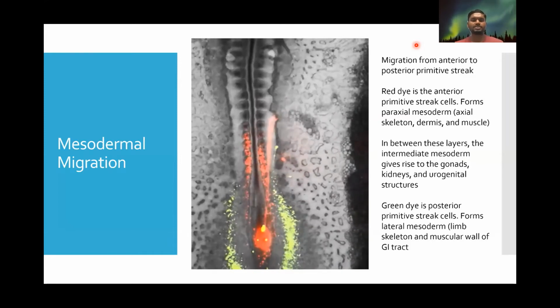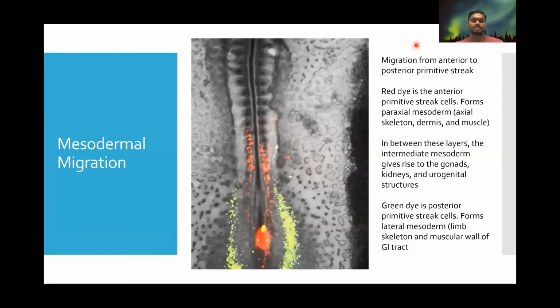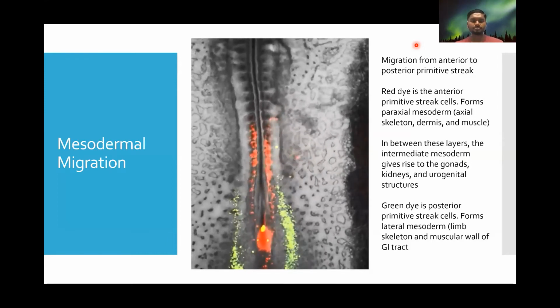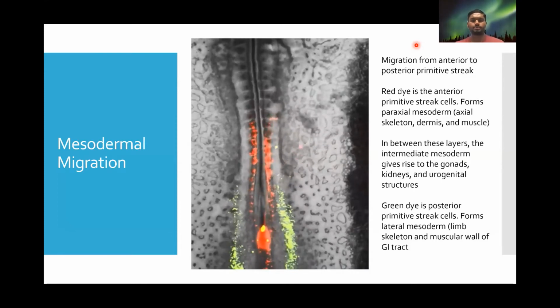mesoderm. This includes the skeleton of the limbs, as well as the muscular wall of the GI tract. And you can kind of see there's a little gap in between the red and green dye. This is the intermediate mesoderm, which will give rise to your gonads, your kidneys, as well as the urogenital tract.